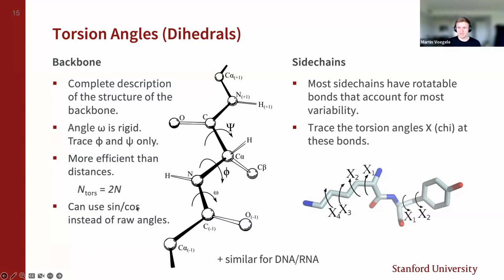And we usually don't use the raw angles, we use the sine and the cosine. And there are similar angles for DNA and RNA. They are not as simple, so I won't go into them in too much detail, but it's the same principle. Also, we have side chains in proteins. So there we have some additional parameterization. We just use all the rotatable bonds in the side chains, and then we already get most of the variability. And then we trace those angles along these bonds. And with that, taking those backbone and side chain torsions together, we already have a pretty complete description of our protein.